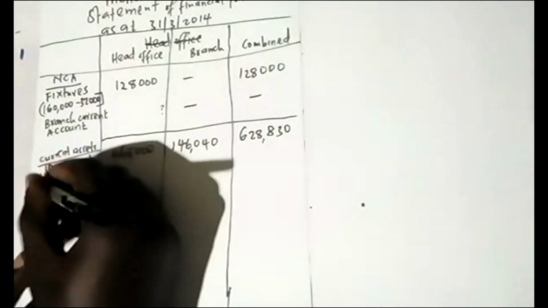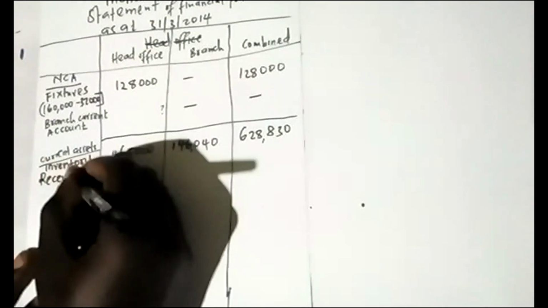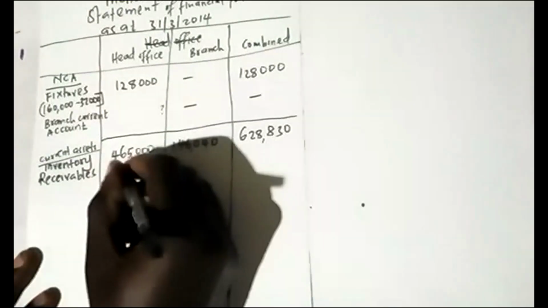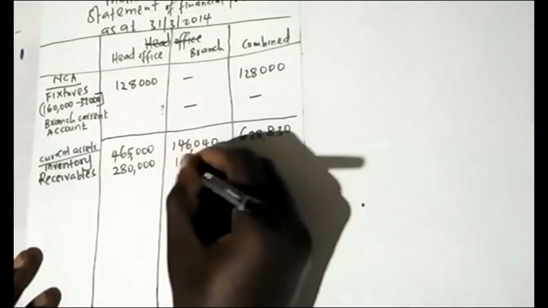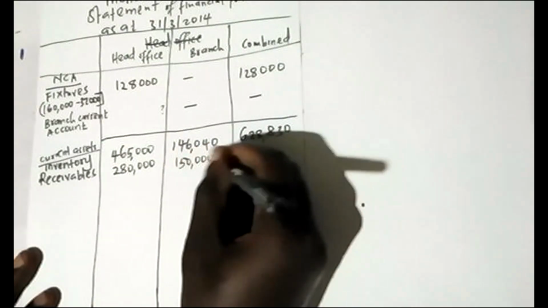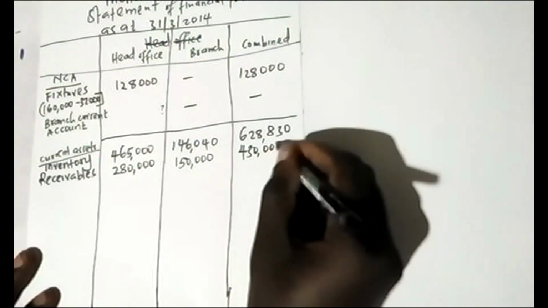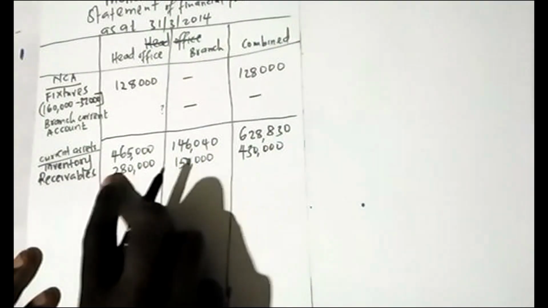Then receivables. So trade receivables, I will write in short, receivables. Debtors, that one is direct from the trial balance. Check in your trial balance. I can see 80 and 150,000 from the trial balance. So if you add the two, this one is direct.